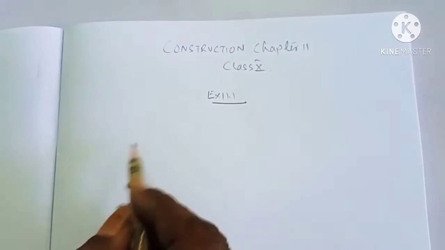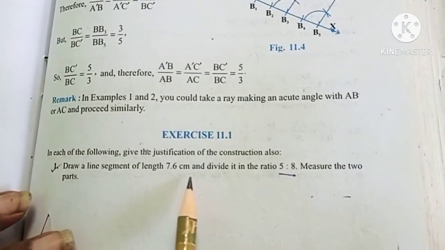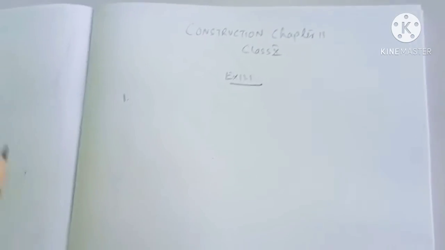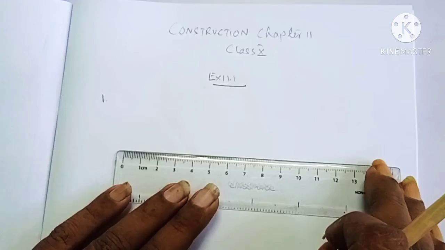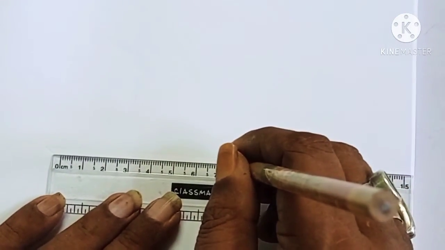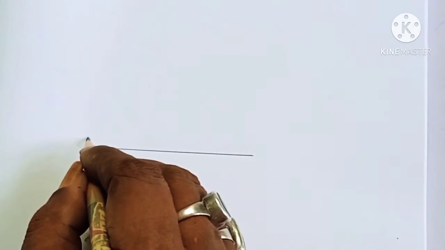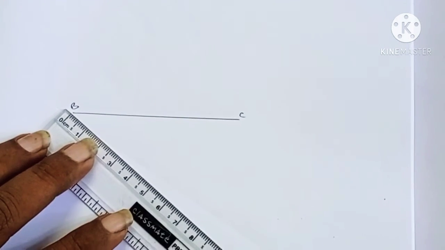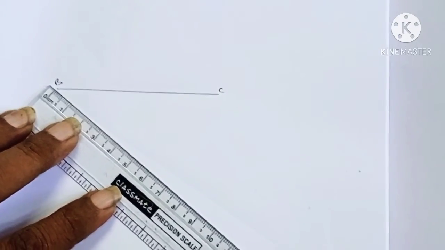11.1. Question number 1. Draw a line segment of 7.6 centimeter and divide it in the ratio 5:8. Measure the two parts. Now here you have to draw a line of 7.6 centimeter. We name it BC. And now, taking any acute angle, we draw a line of 13 centimeter.